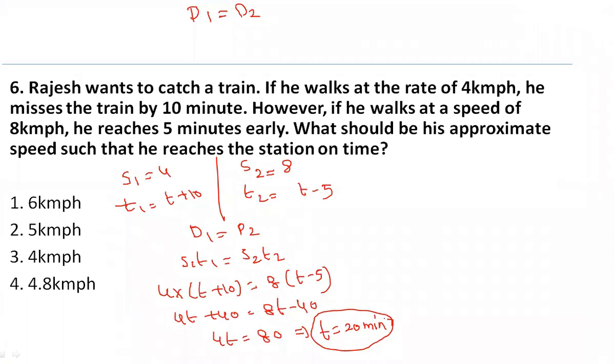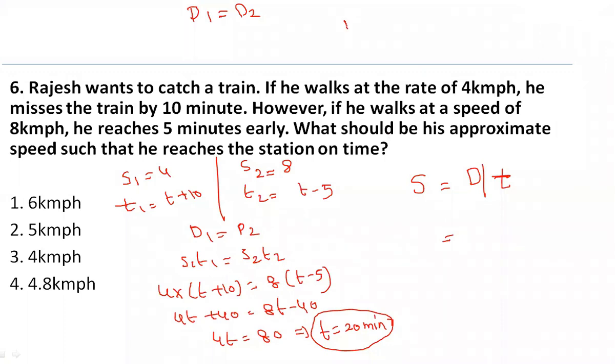Done. But what are they asking in the question? What should be his approximate speed such that he reaches the station on time? Approximate speed means you have to find the speed for the distance and for the actual time. So what is the distance? Either you can take S1 T1 or S2 T2.